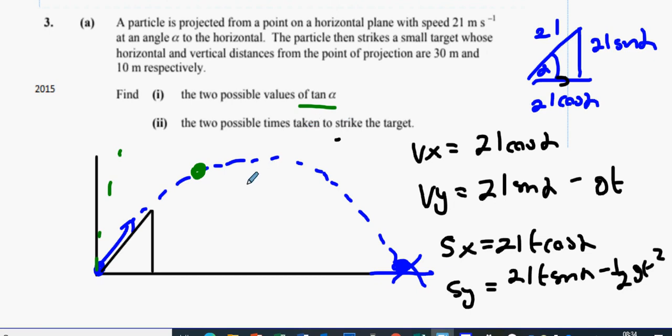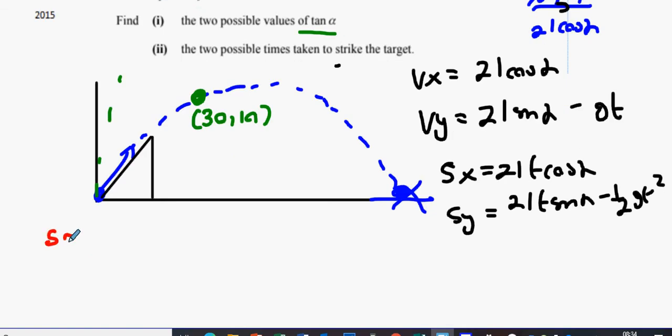Next thing is this is the point 30, 10. And what does the point 30, 10 mean? At the same time, Sx equals 30 when Sy equals 10. They both have the same time for both of that to happen. Okay, so that's no big deal.